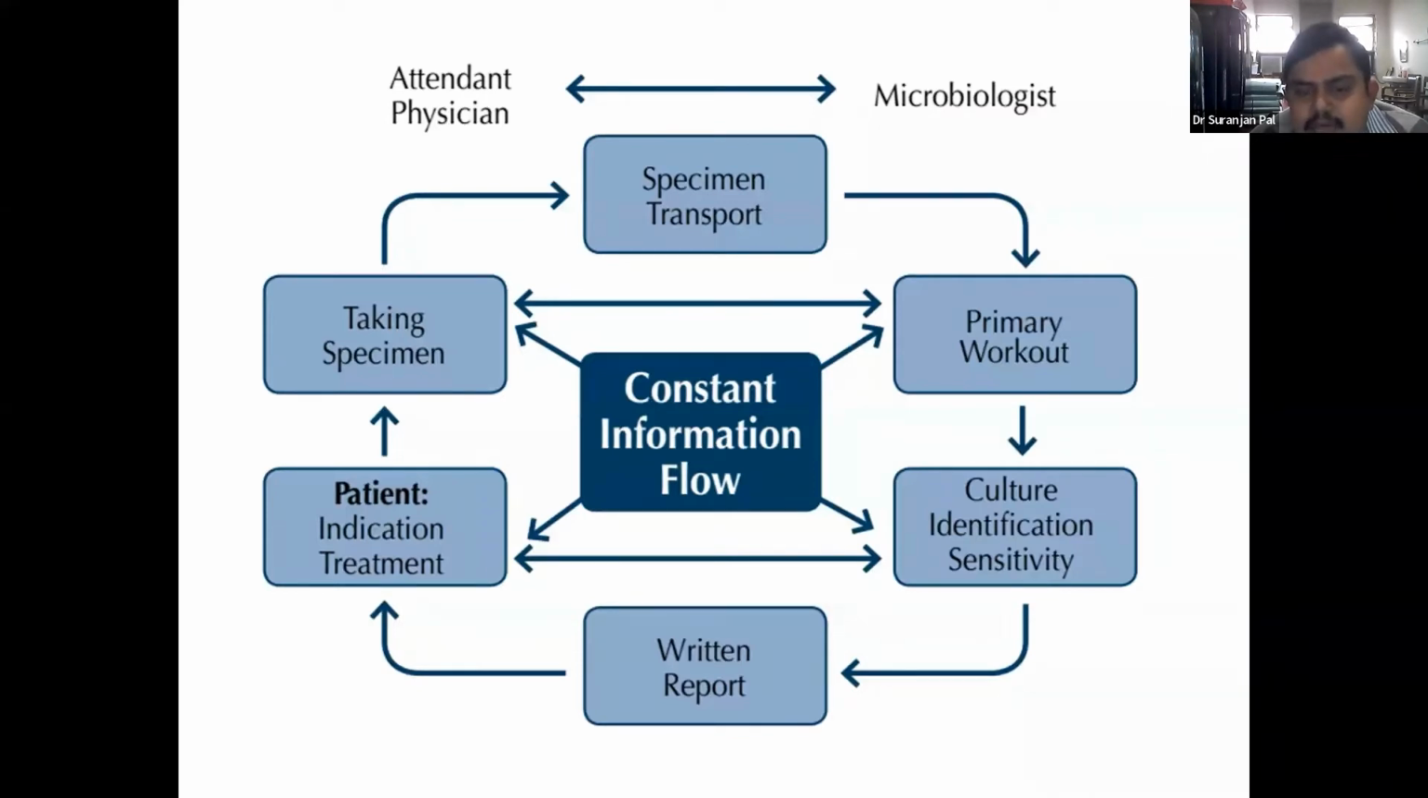Everything, this constant information flow, should be maintained between the attending physician and the microbiologist. Where it lacks, we just have the outside circle, that is, only the written report reaches the patient or the clinician. In the meantime, we lose a huge amount of information, and that is very golden information, because time is very important in managing an infectious disease, where we can lose or save a life.